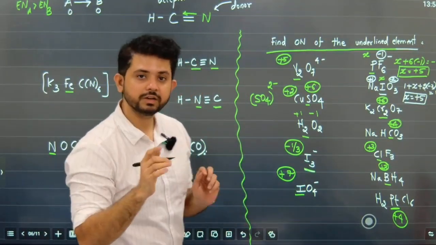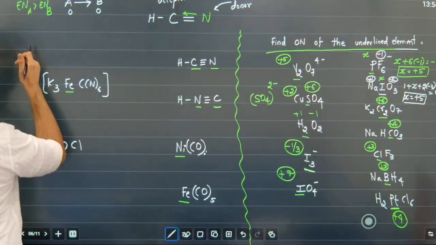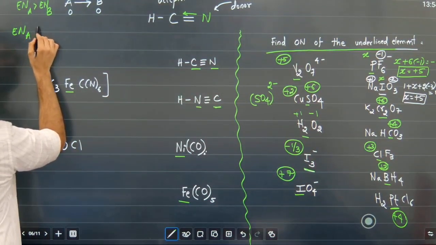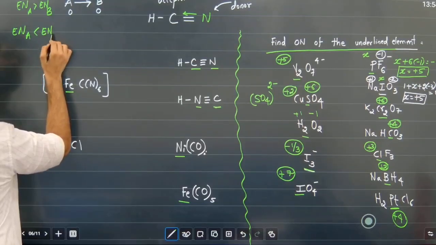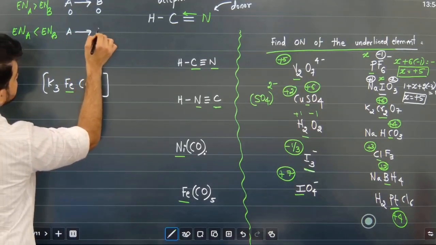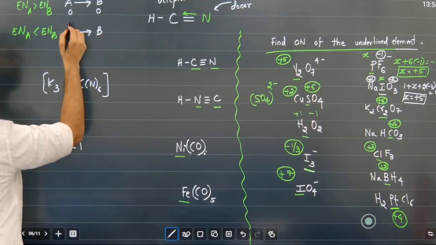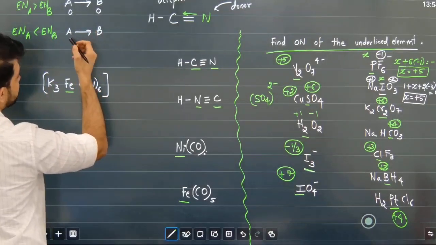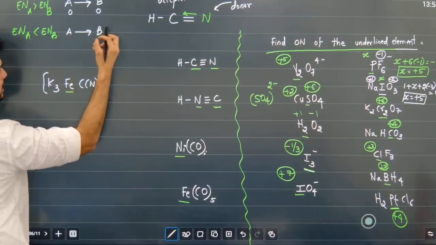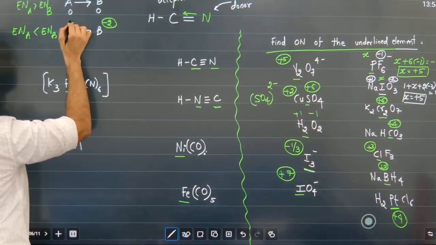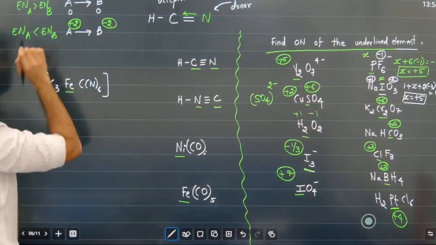Okay. However, if the case is opposite, let's assume if the electronegativity of A is less than the electronegativity of B. In that case, the charge developed on B, because now what has happened is A के electrons B ने अपनी तरफ ले लिए हैं, will be -2 and the charge on A will be +2.